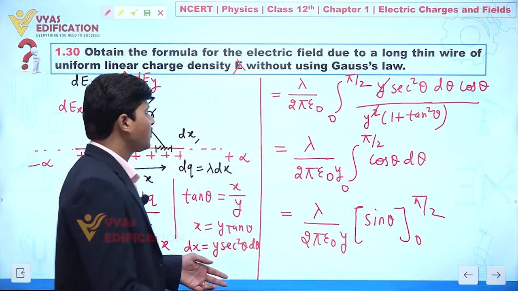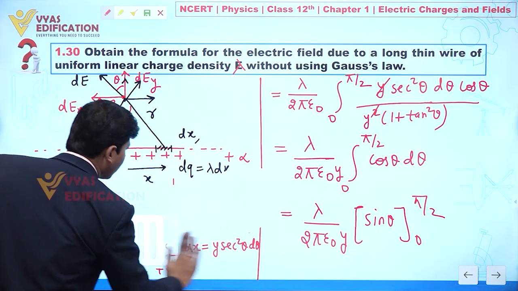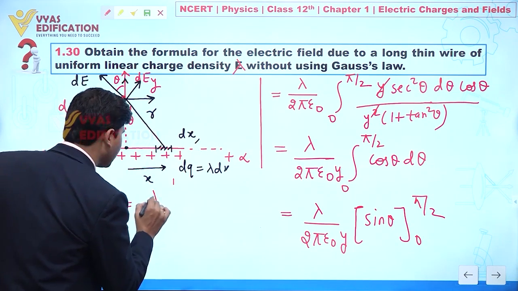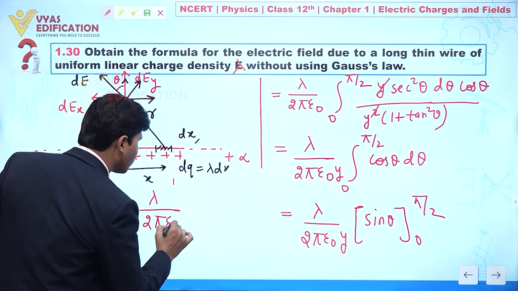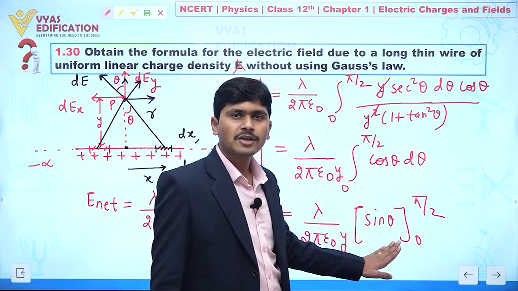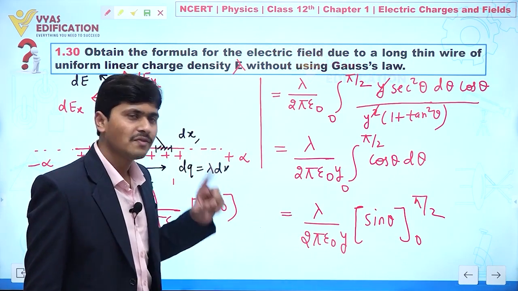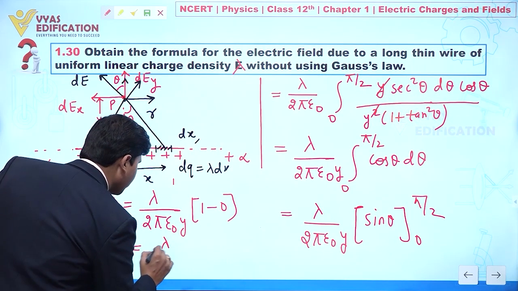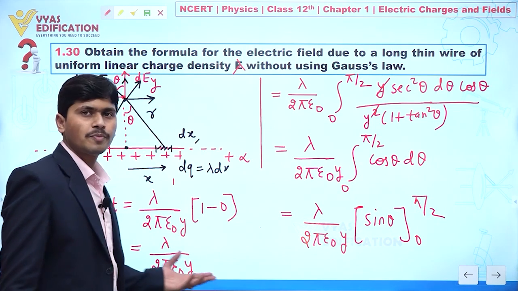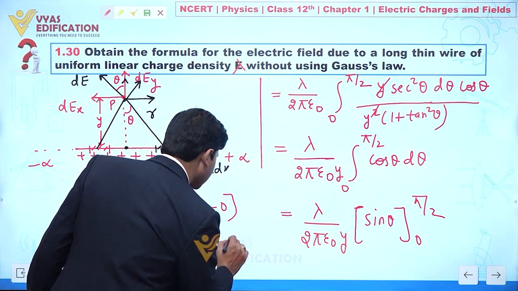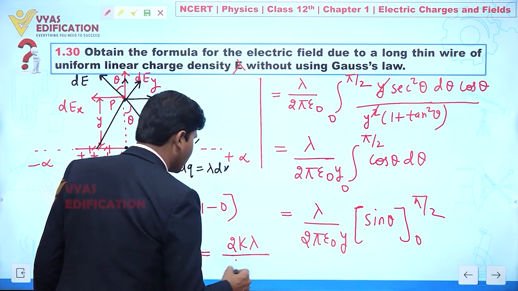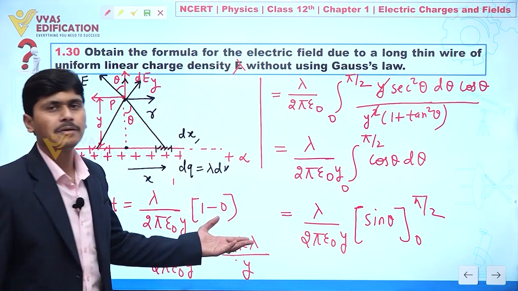If we put in all the values, we can easily get the value of the net electric field. The net electric field is lambda upon 2 pi epsilon naught y times 1 minus 0, because sin pi by 2 minus sin 0, and the value of sin pi by 2 is 1. So our answer for the net electric field is lambda upon 2 pi epsilon naught y, or we can write this as 2k lambda upon y.